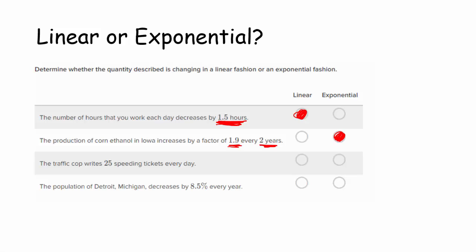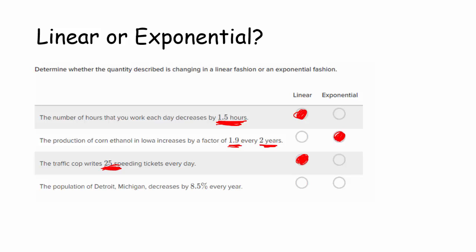The traffic cop writes 25 speeding tickets every day. That's a linear function. That'd be a constant linear function because as the days increase, the number of traffic tickets doesn't increase or decrease at all. So that would just be a constant function. The rate of change there would be 0. You increase a day, he writes 25 tickets. You increase another day, he still writes 25 tickets. So the slope there would be 0. 0 tickets per day. Day goes up by 1, but he's not writing any more or less tickets. So constant functions are linear functions with a rate of change of 0.